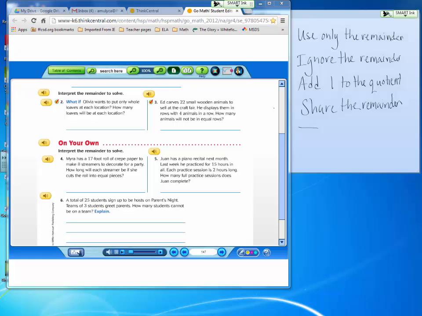There are four ways right now that we can interpret the remainder. We can use the remainder itself, we can ignore the remainder and just look at the whole quotient. We can add 1 to the quotient by rounding up, or we can share our remainder. If we take a look at a couple problems here, let's take a look at number 3.